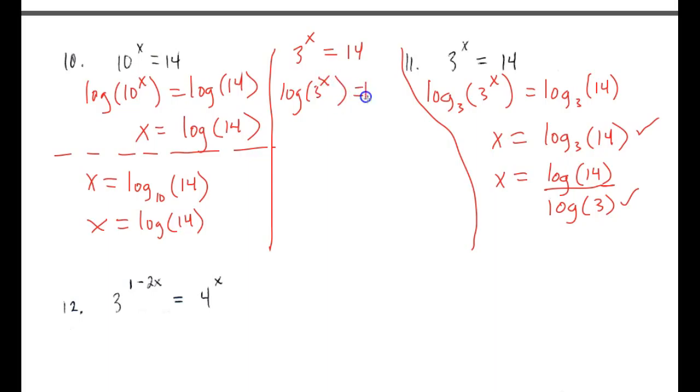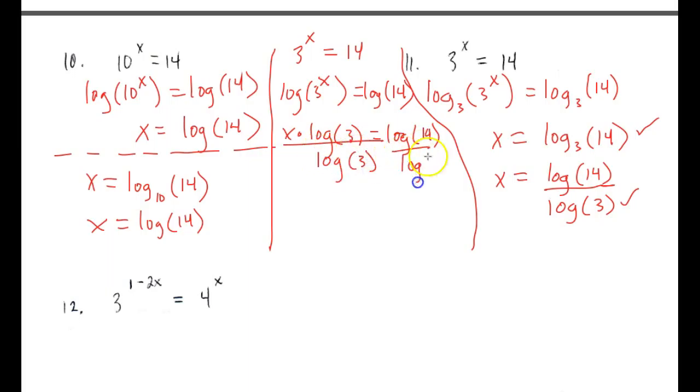So 3 raised to the x equals log of 14. And so now from here, we would have to use a property that lets me take this x and pull it on the outside. So I would have this now, and that would be log of 14. So now we would divide both sides by log base 10 of 3. And of course, x would just be equal to log base 10 of 14 over log base 10 of 3. And you see how we get the same answer there.